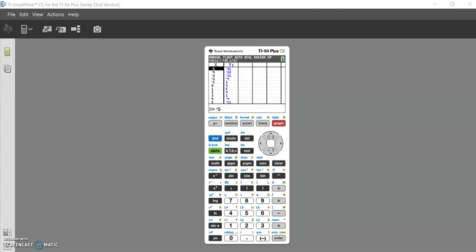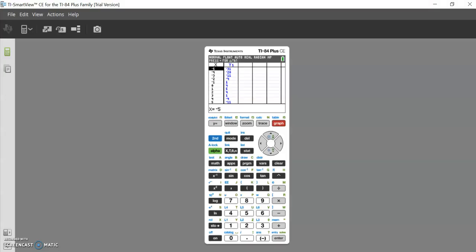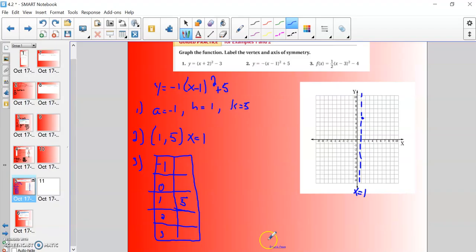Make sure I got that right. Negative (x minus 1) squared plus 5. We want to start our table at negative 1 and go to 3. So our table, negative 1 is right here. So it's negative 1, 1, 0, 4, and then you can see the rest. So it's 1, 4, 5, 4, 1. So let's fill in our table: 1, 4, 5, 4, 1.